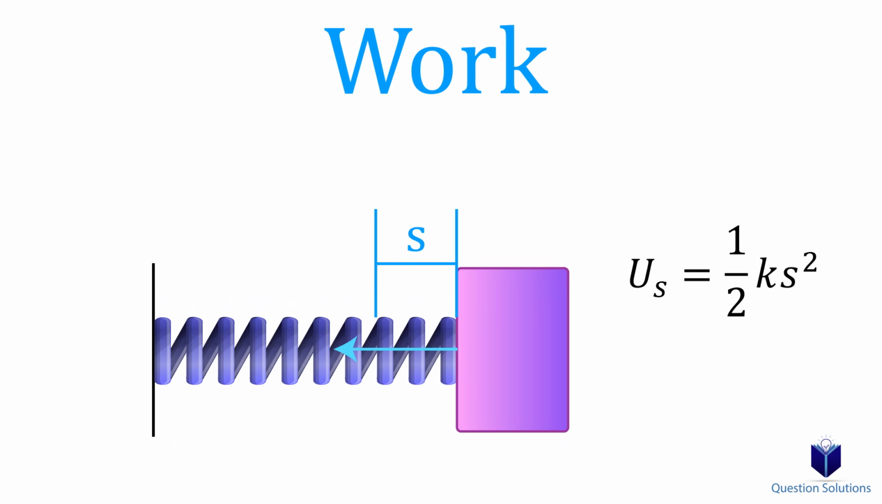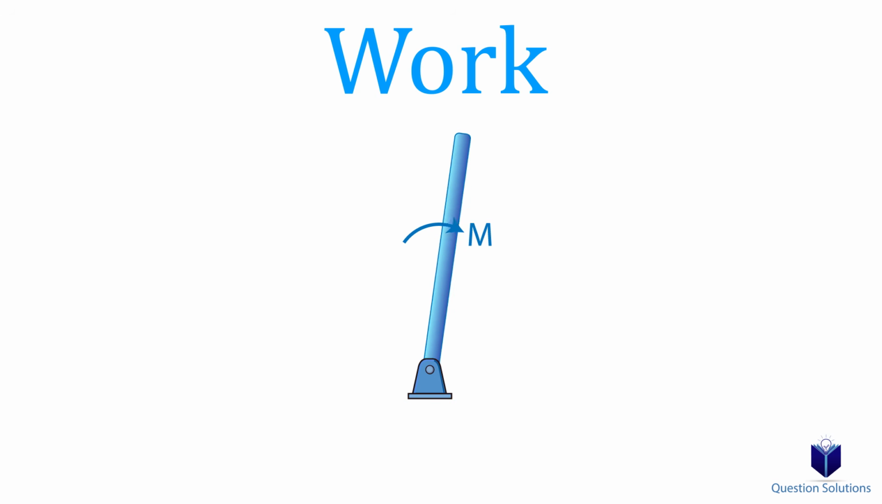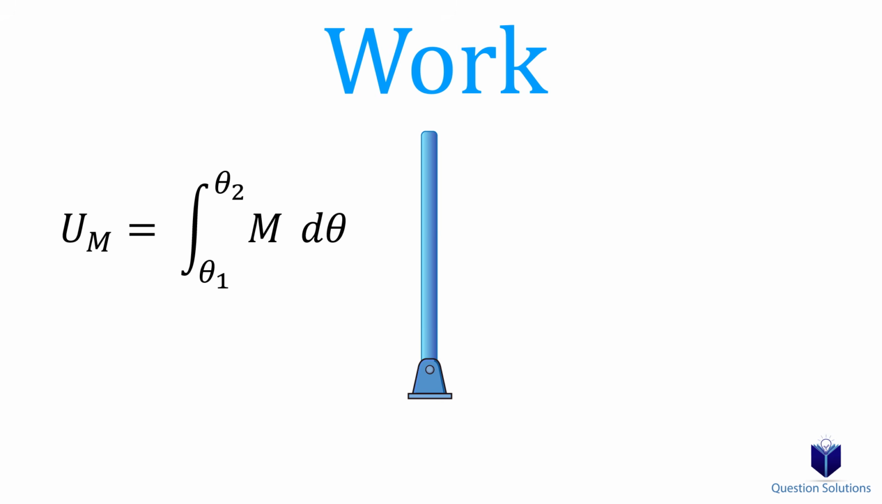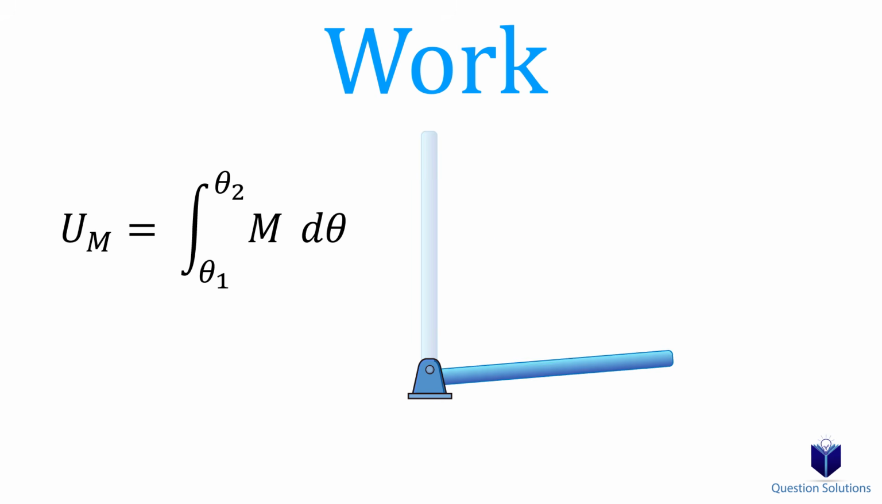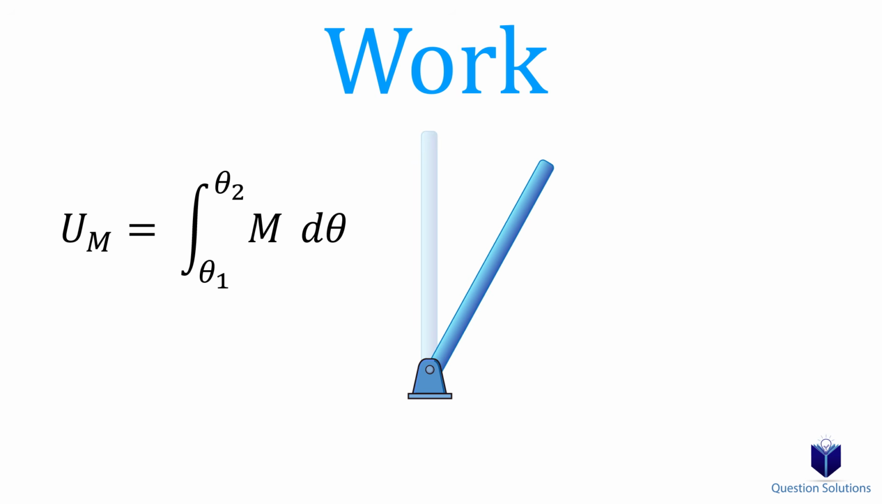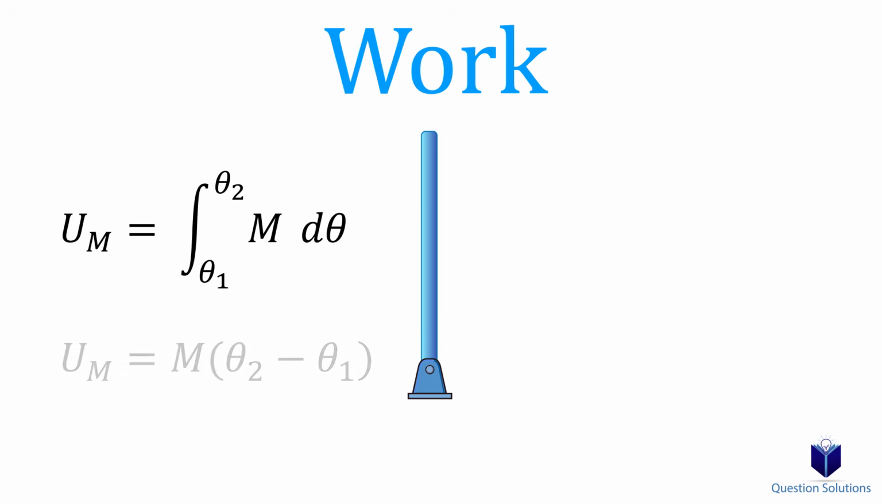The last factor we need to consider is work done by a couple moment. If the moment is not constant, we can figure out the work done by this equation. The initial and final theta values are in radians. So if we have an object like this, and due to a moment it spun 90 degrees, then the lower bound would be 0 and the upper bound would be pi over 2, since that's 90 degrees in radians. If the moment is a constant, then we can figure out the work being done by this equation.